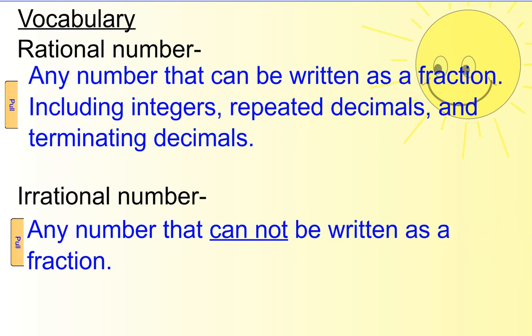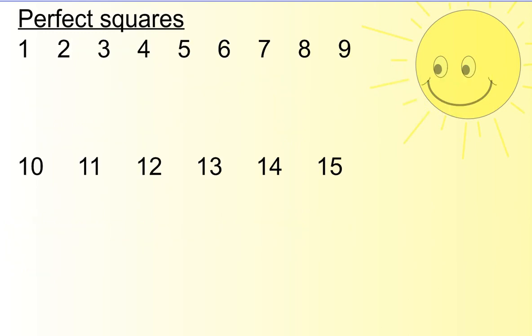Now, the next piece here, we're talking about perfect squares. Okay, let's do this now. What I have here is the numbers 1 through 15 listed, and they're also on your note sheet. What we want to do is take each of these numbers and square it. So we're going to take 1 times 1, which is 1. And we're going to do that for each of these numbers.